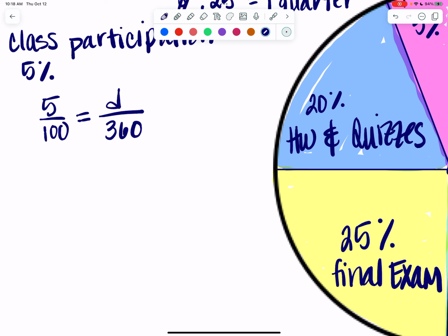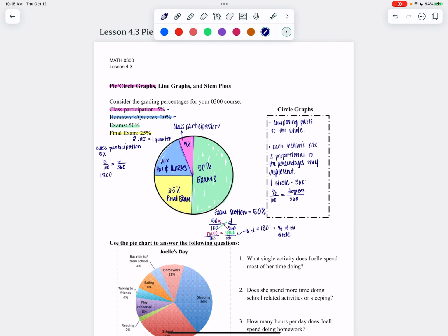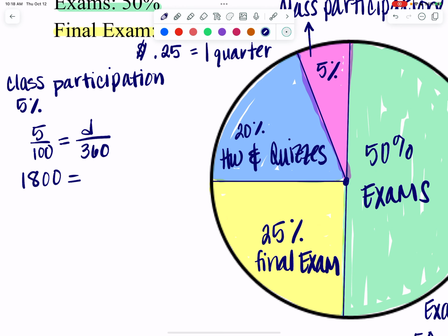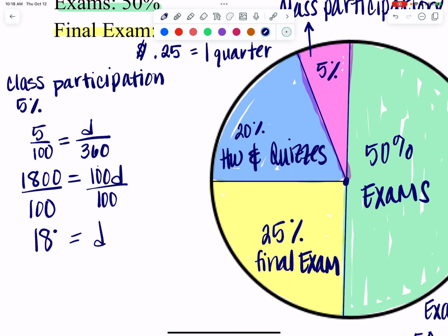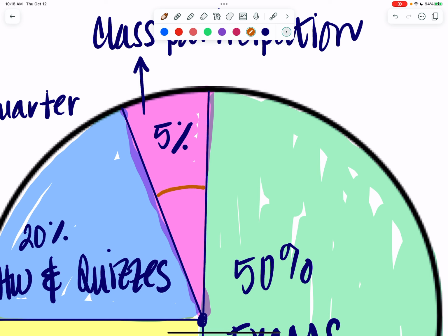Well, we know that 5 times 360 is 1,800. 5 is missing a 0 from the 50, so I can do 360 times 50 and just take off a 0. If I multiply the other way, I get 100d. Divide by 100. So I get d is equal to 18 degrees. So theoretically, if I had pulled out a protractor and all of the fancy circle making things, this would be 18 degrees of my circle.